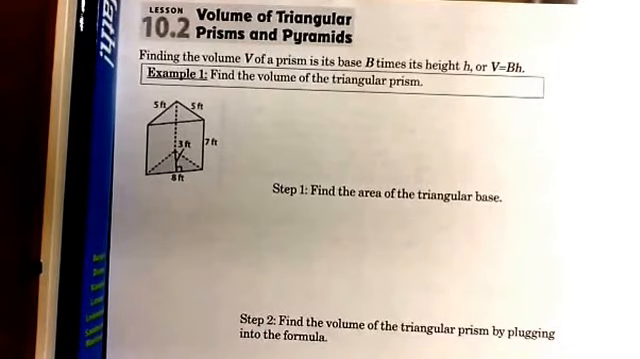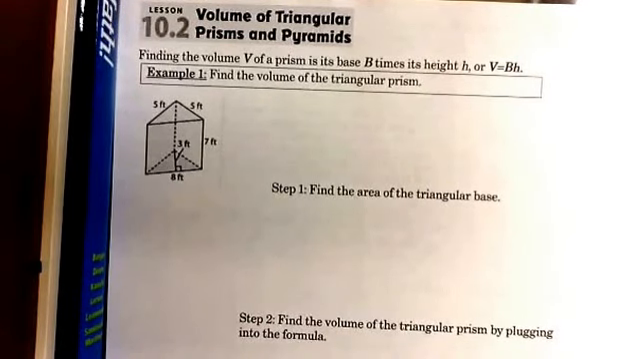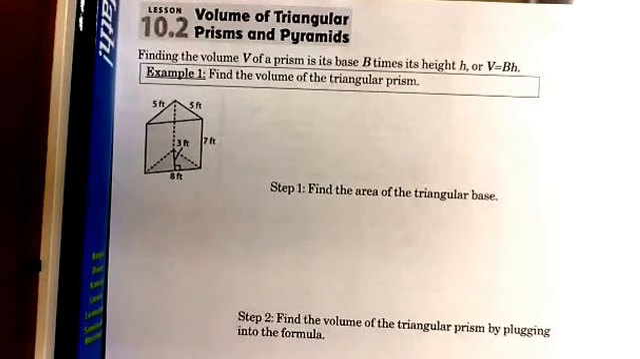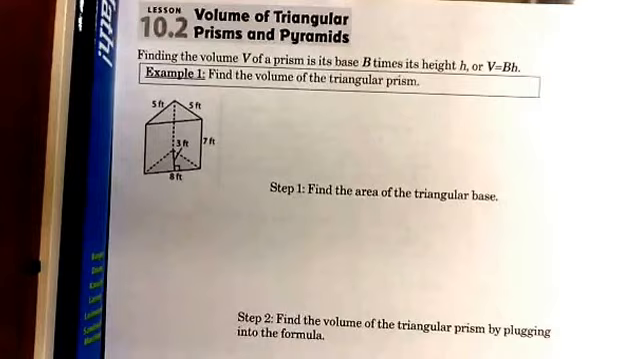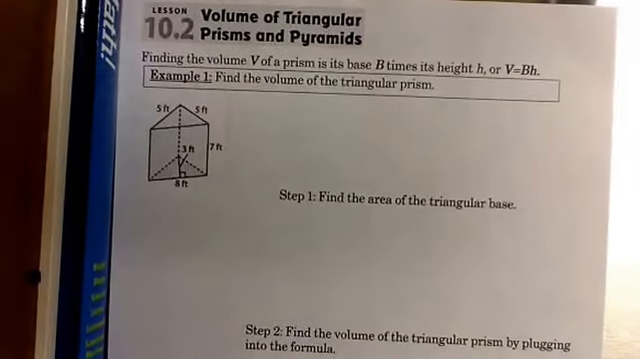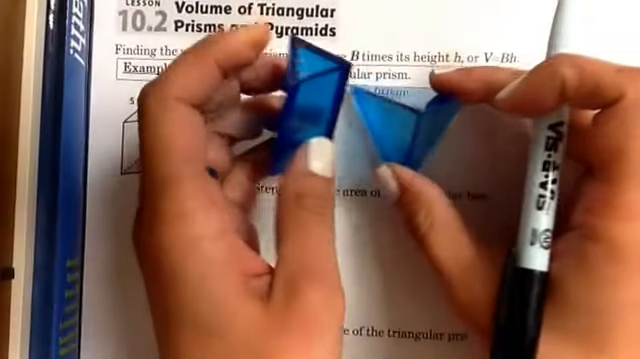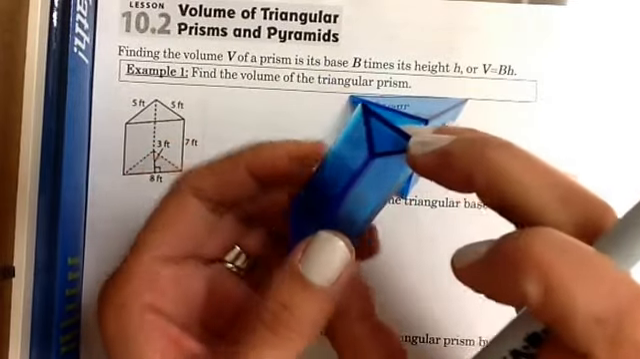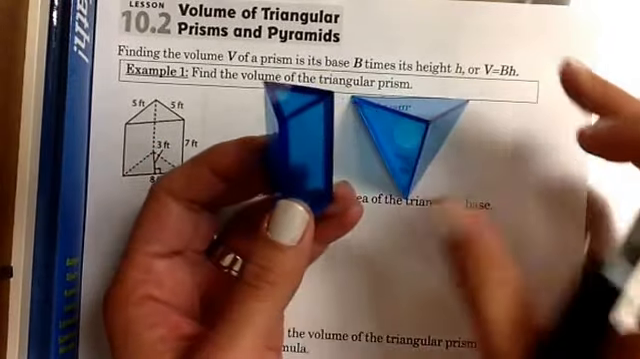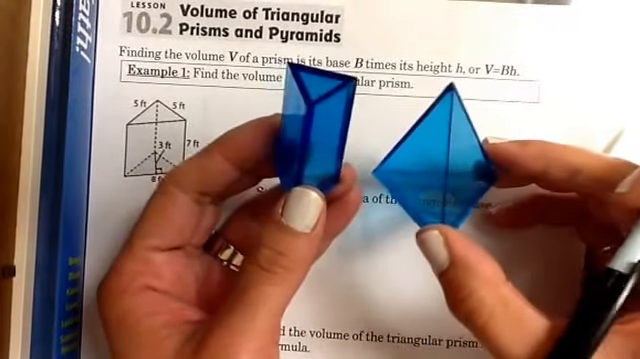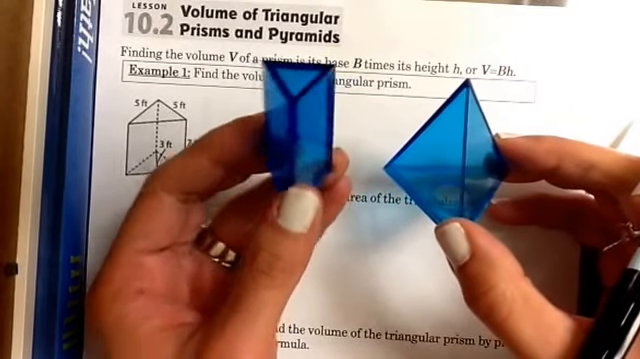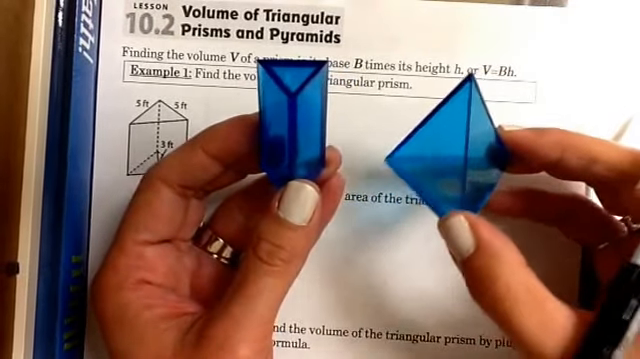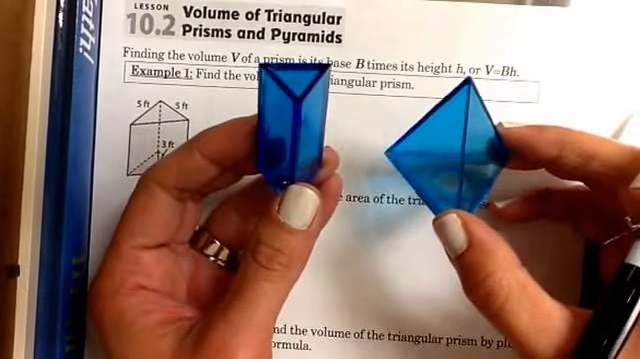Today's lesson, 10.2, is on volume of triangular prisms and pyramids. We've been talking about the volume of rectangular prisms and pyramids. Before we get started, I just want to show you two models. The first one is a prism, and the second one is a pyramid. They're both triangular. This is a triangular prism, and the one on the right is a triangular pyramid.